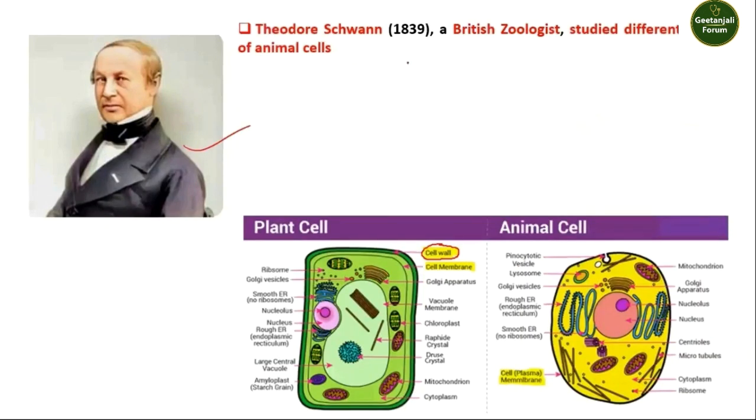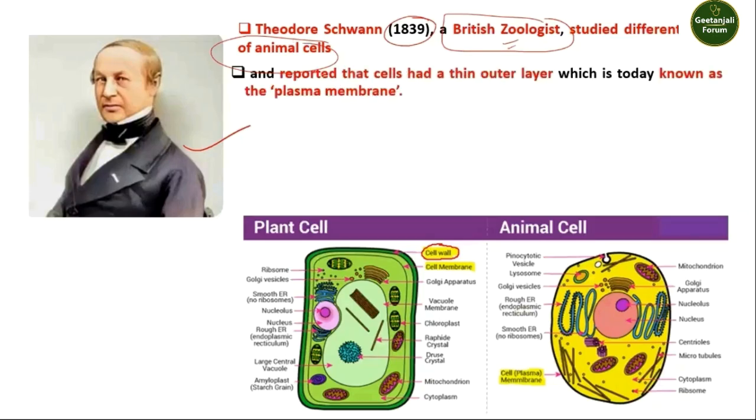Then Theodor Schwann in 1839. He was a British zoologist. Because he was a zoologist, he researched animals. He studied many types of animal cells, and he found that animal cells have a thin outer layer, and we call it the plasma membrane. He discovered the plasma membrane. This is the animal cell. Its outermost layer is the plasma membrane. It is also known as the cell membrane.